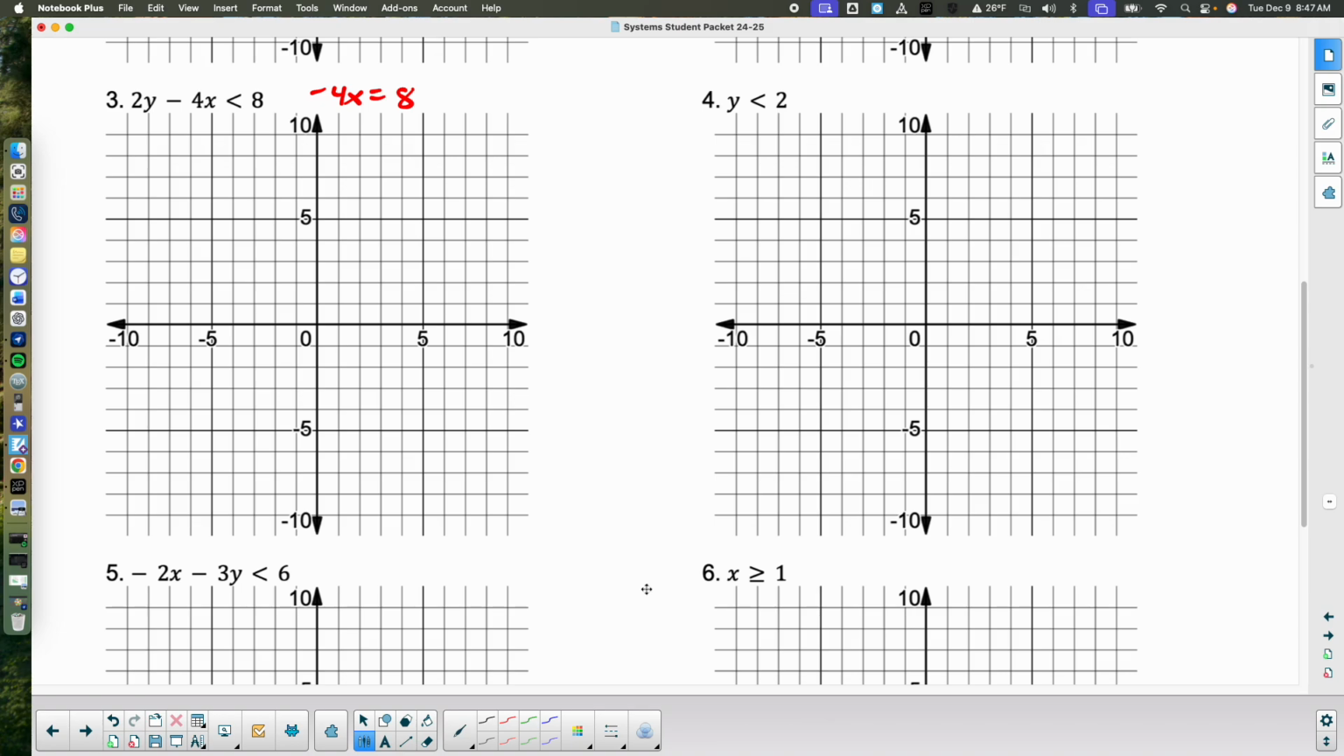And then do you remember the second step? How would we finish solving for x? Divide by negative 4. Okay, so now our x-intercept is negative 2. And I can put that on right away if I want on the x-axis.